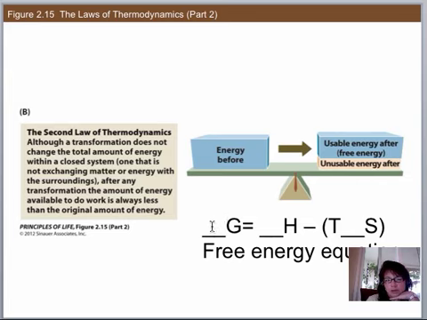So this is the free energy equation. I couldn't get a delta up, so assume this is a delta. So the change in free energy is equal to the change in the enthalpy, or the heat in the system. And then you lose a loss of energy to a temperature change, and then to a change in entropy. Entropy is a measure of disorder.